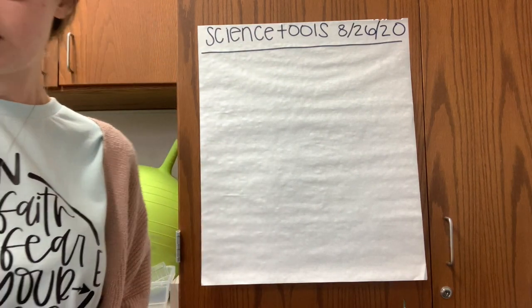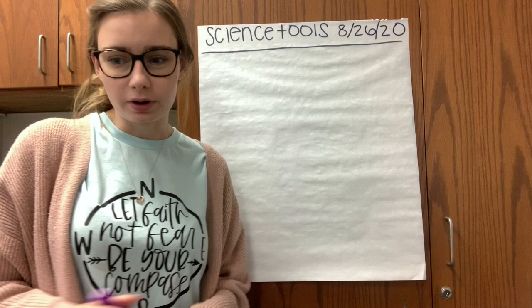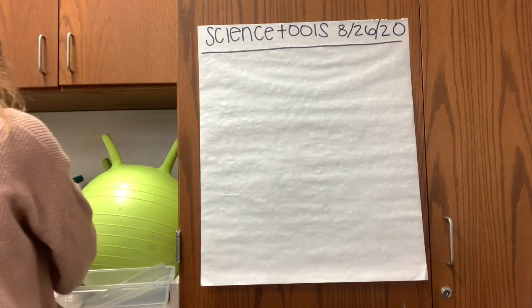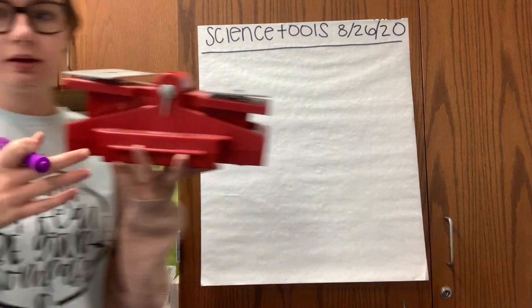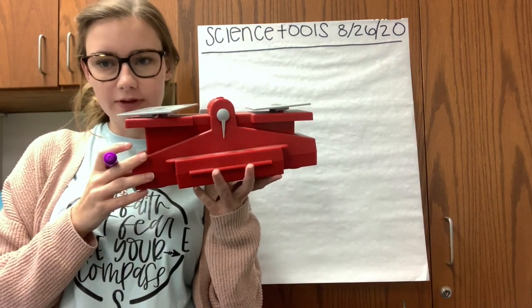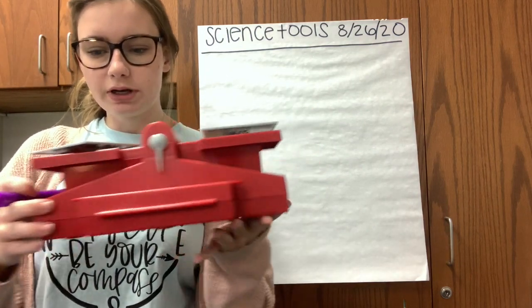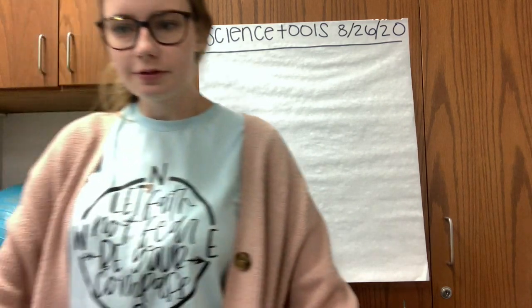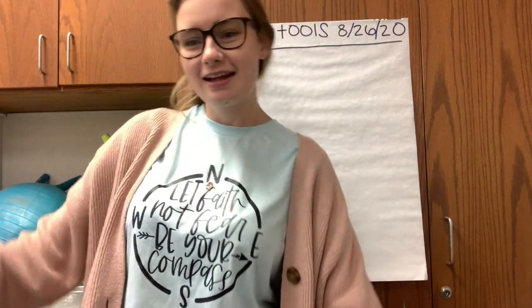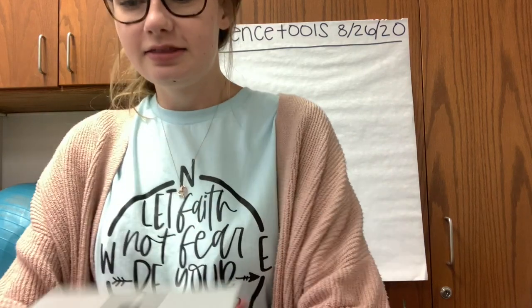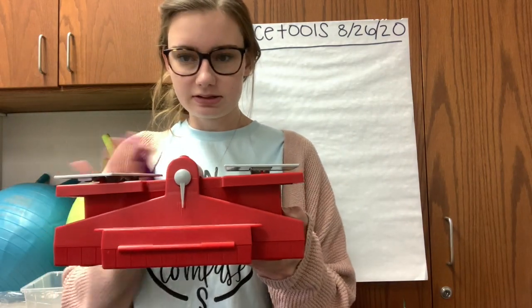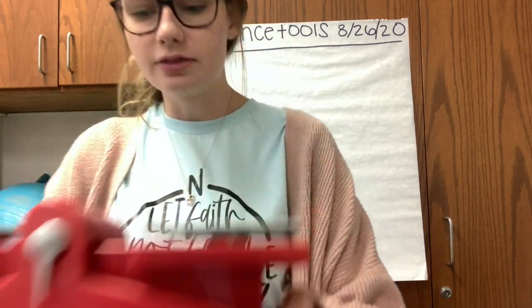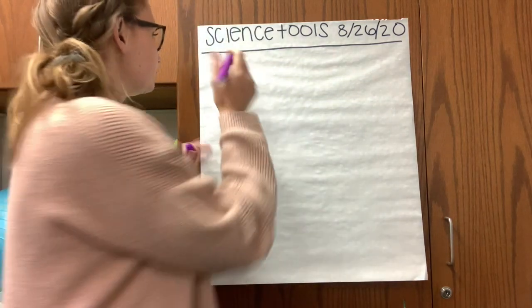Okay? So the first tool that we're going to talk about is a balance. Okay? And when you think of balance, maybe you think about standing on one foot. You can't see, but I'm standing on one foot right now. That's balance. This is another type of balance. Okay, so I want you to write the word balance.